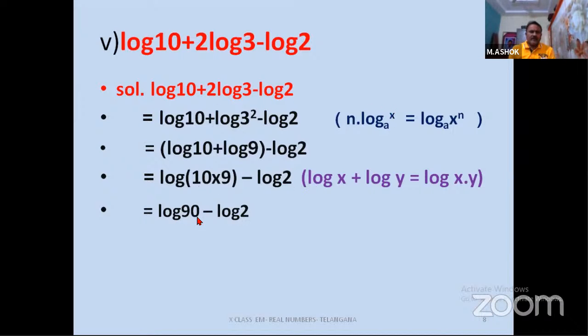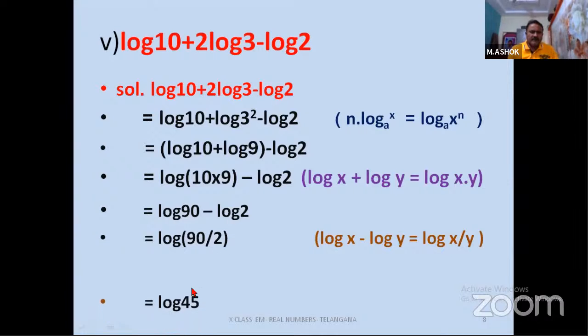So now it is log 90 minus log 2. So it is the log x minus log y formula, that is equal to log x by y. So 90 by 2 means log 45. So the answer of this question is log 45.